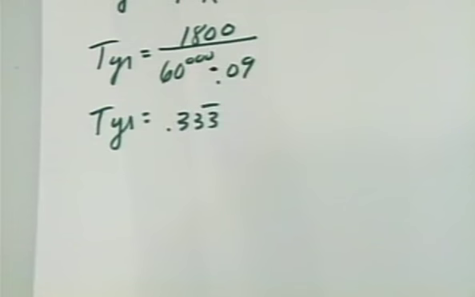Did I mess up? 5,400, wasn't it? Yeah, that's what I got for the denominator that I stored. So it would be 1,800 divided by 5,400. Sometimes those denominators turn out nice and clean.